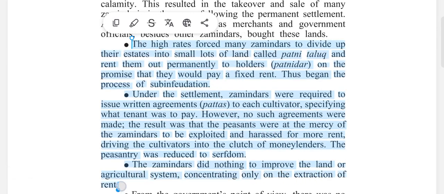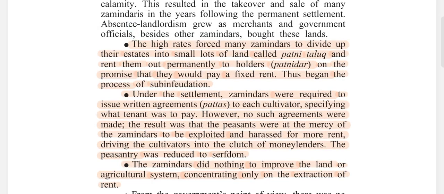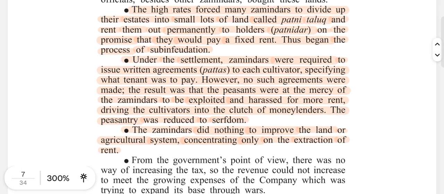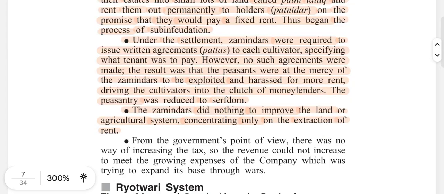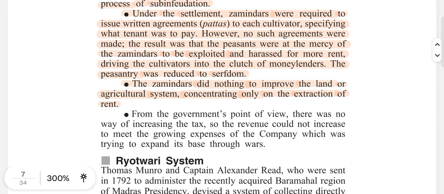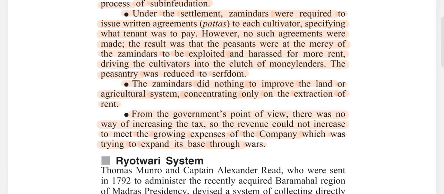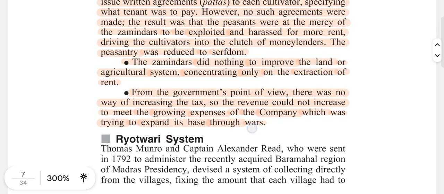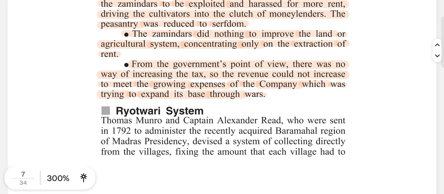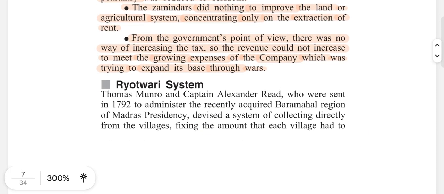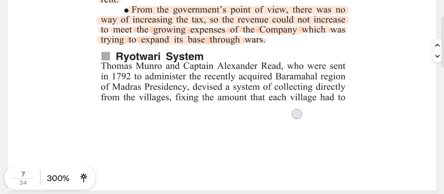Under the settlement, zamindars were required to issue written agreements, pattas, to each cultivator, specifying what the tenant was to pay. However, no such agreements were made. The result was that the peasants were at the mercy of the zamindars, to be exploited and harassed for more rent, driving the cultivators into the clutches of moneylenders. The peasantry was reduced to serfdom. The zamindars did nothing to improve the land or agricultural system, concentrating only on the extraction of rent. From the government's point of view, there was no way of increasing the tax, so the revenue could not increase to meet the growing expenses of the company, which was trying to expand its base through wars.